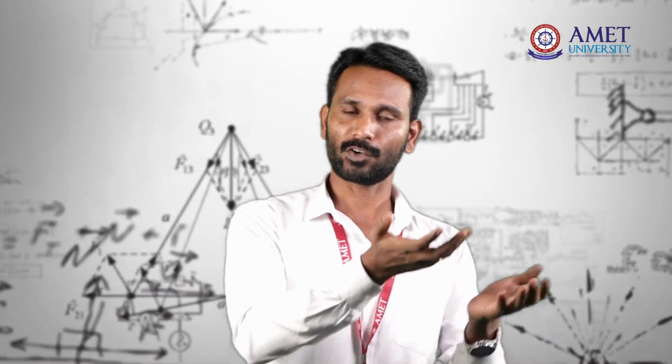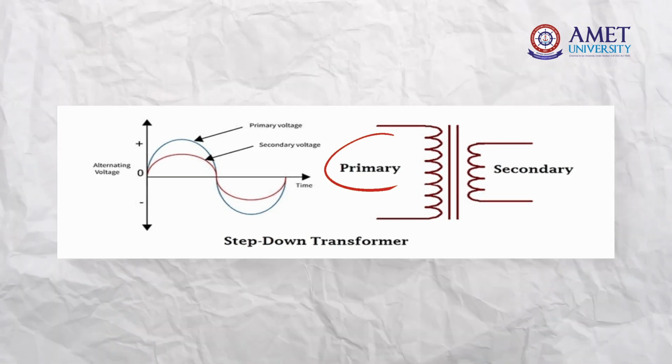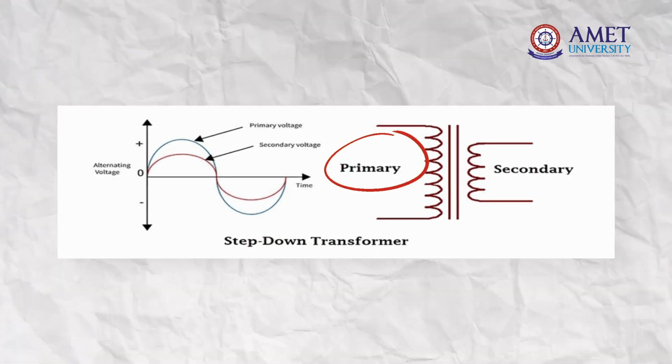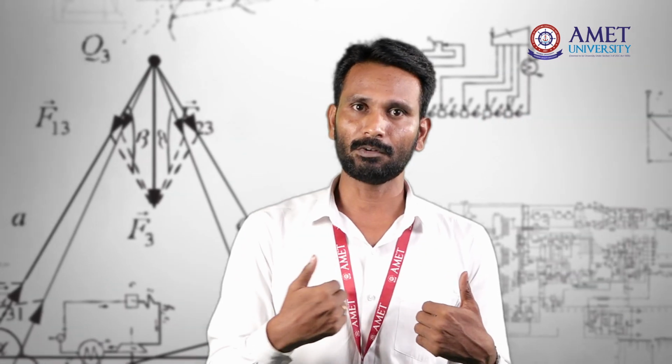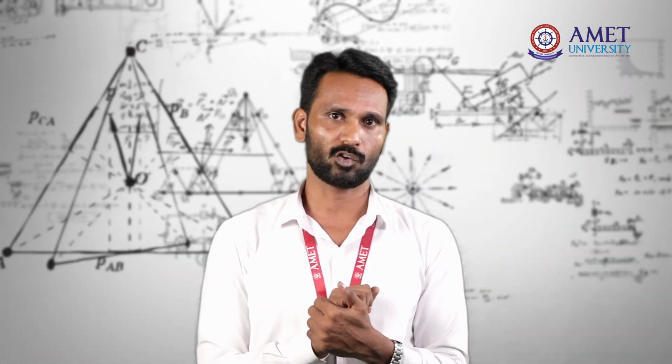The opposite of that is a step-down transformer. The number of turns will be more in the primary coil and less in the secondary coil. That is called the step-up transformer. We will now learn where we are using the step-up transformer and the step-down transformer.